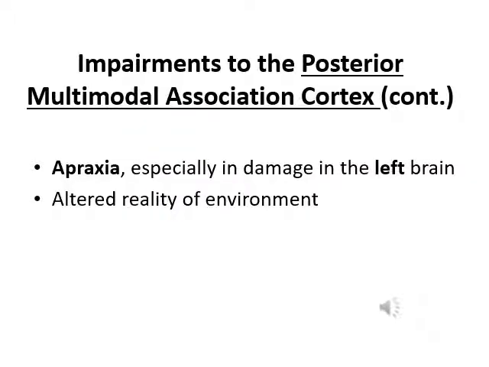And also, if the patient has this area impaired, the patient will have apraxia. Apraxia is a neurological disorder in which the patient cannot perform a familiar movement, even though the command is understood and there is a willingness to perform the movement. The patient just cannot execute the act. This especially happens with damage in the left brain. And also the patient will have an altered perception of the environment.